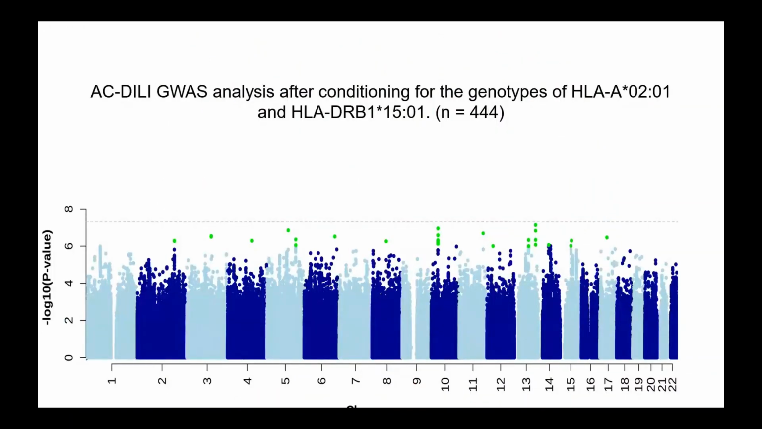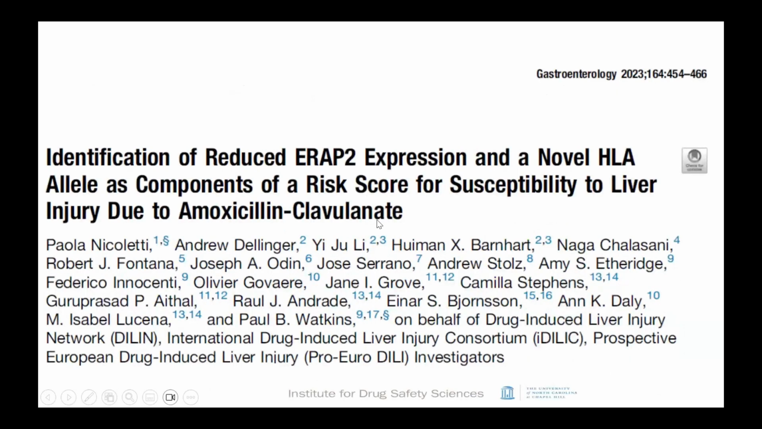Once you take into account these risk factors, however, in a large discovery cohort of 444 patients who have experienced DILI due to amoxiclav, there are no significant SNPs in a GWAS analysis. And so we took a different approach in this manuscript that was recently published in Gastroenterology, where we used that 444 discovery cohort, but also a parallel 140 case validation cohort.